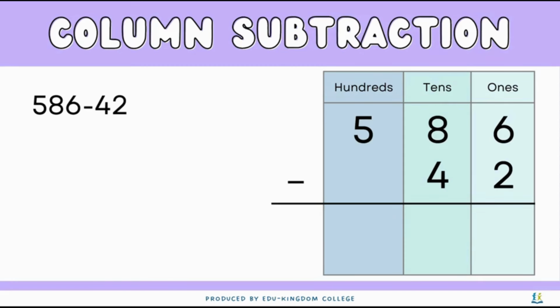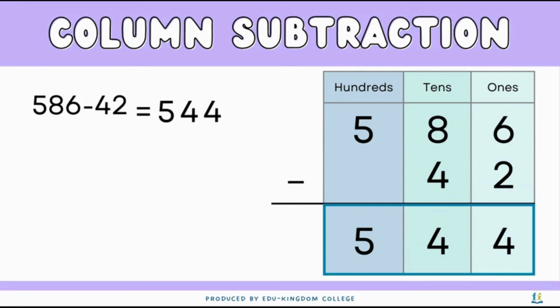I'm going to minus individual columns from the top minusing the bottom. So pretend from the ones place, I have 6 minus 2. 6 minus 2 gives us 4. Moving on to the tens place, 8 minus 4 gives us 4. And to the hundreds place, 5 minus nothing, which is going to be 0, equals 5. So the answer to 586 minus 42 gives us 544.